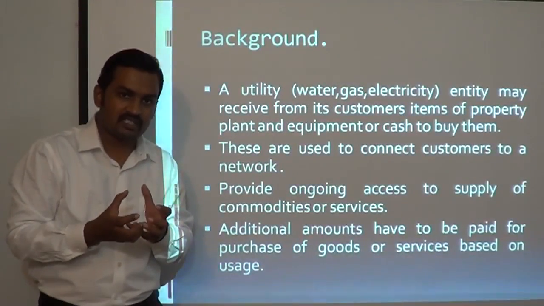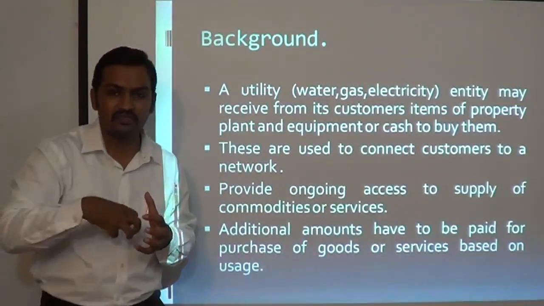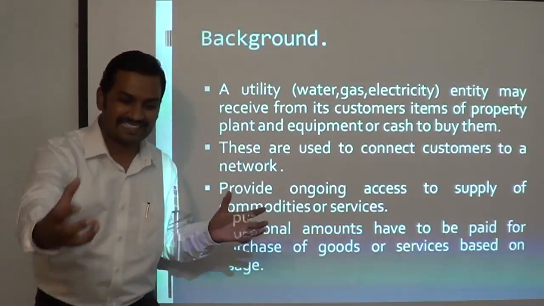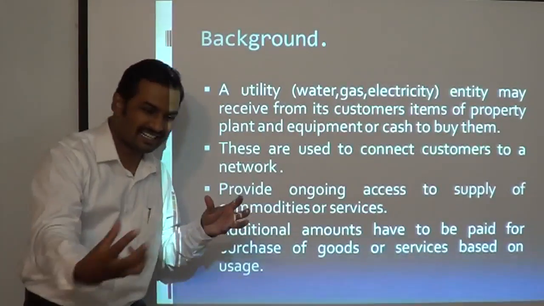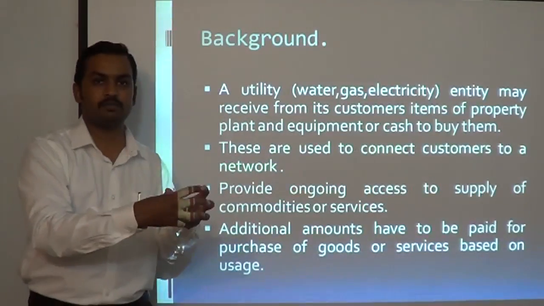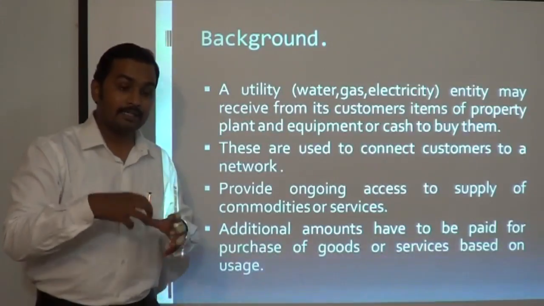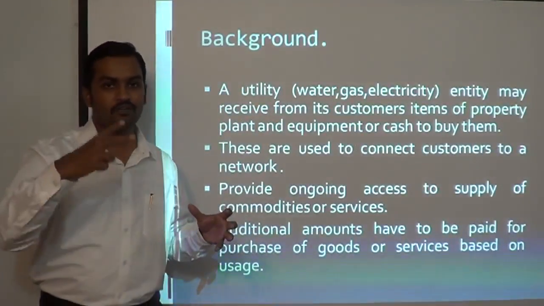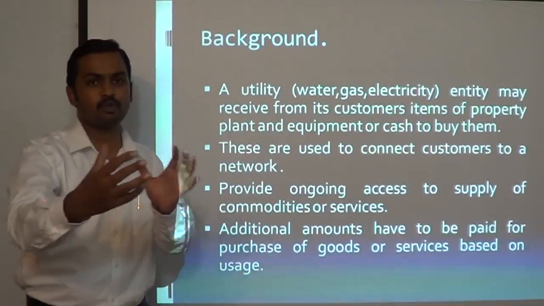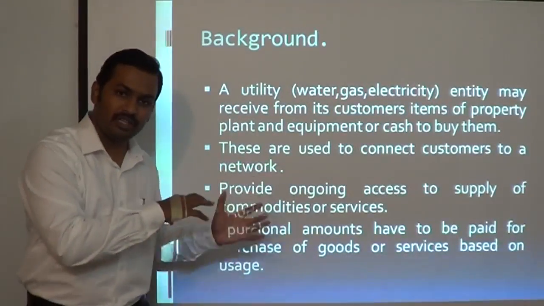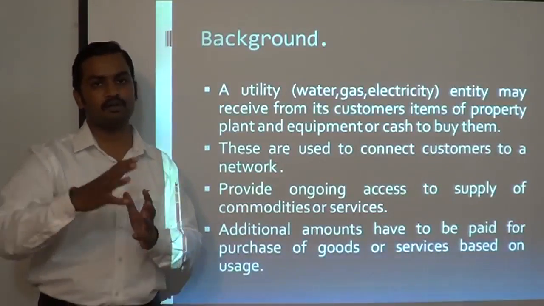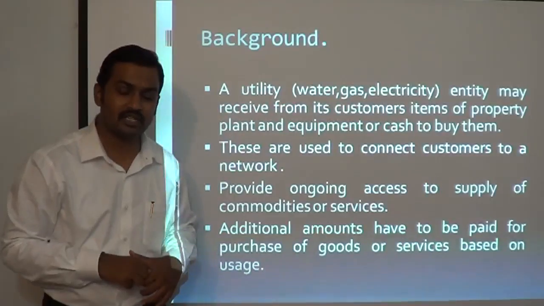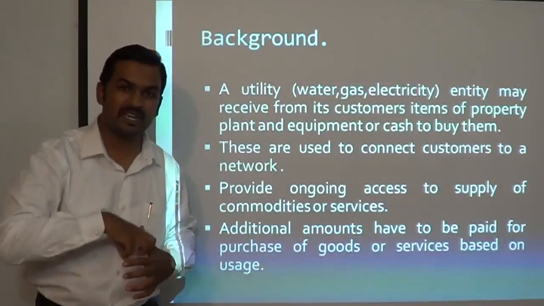Now why will these companies ask the customers to give them an asset or cash for buying such assets? The company will use these assets to either connect the customer to supply of water, connect the customer to supply of electricity, connect the customer to supply of gas, or they may allow the customer to have access to ongoing supply of goods and services. For these two purposes, either for connecting them to a current network or allowing them to get access to continuous supply of goods and services, the company may sometimes ask the customer to contribute an asset, or ask the customer to pay some cash.